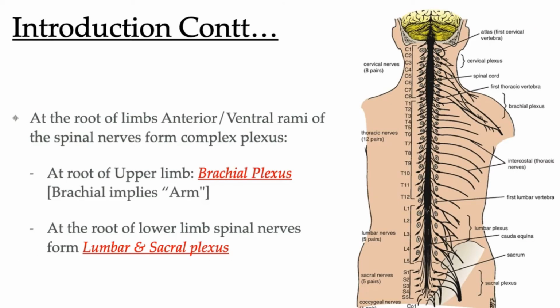Out of 31 pair of spinal nerves which we have, the spinal nerves which emerge around the root of the limbs, that is upper limb and lower limb, they form plexus, like the lower cervical and upper thoracic spinal nerve at the root of the upper limb forms brachial plexus. Likewise, the spinal nerves at the root of the lower limb forms lumbar plexus and sacral plexus.